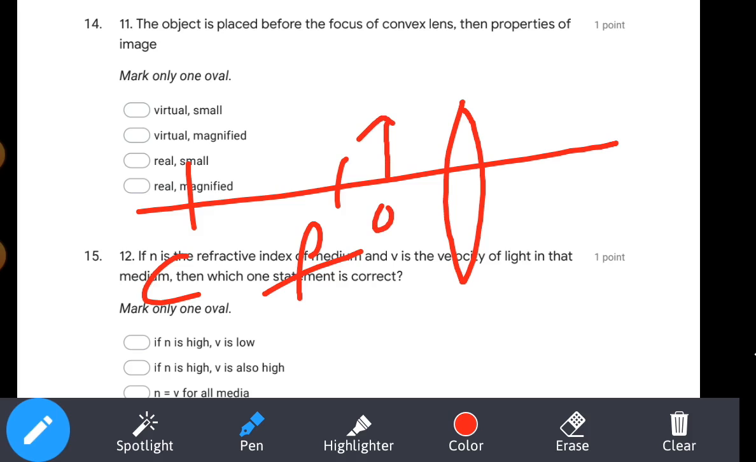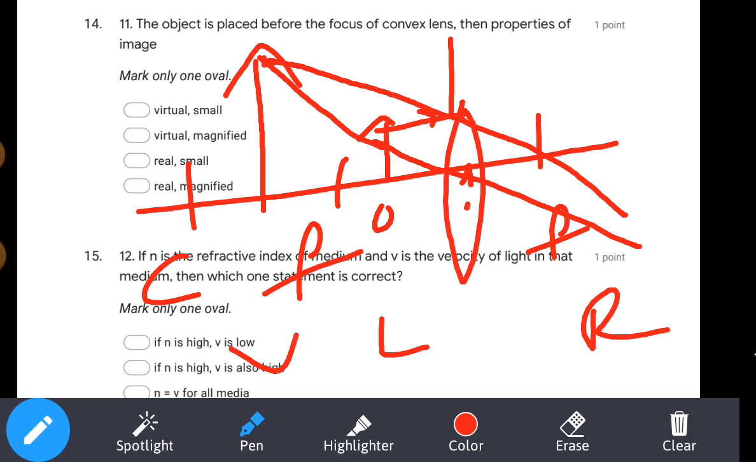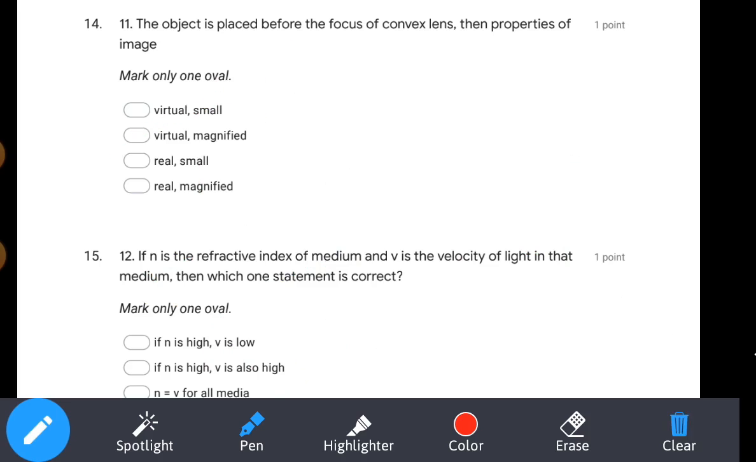If the object is placed in between the focus and the optic center, there are two rays. One ray moves parallel to the principal axis, what happens? It will converge and pass through the focus, right? The second ray, as you already know, passes through the optic center. Now if you extend these two backwards, they will intersect and the image will be formed. Here the image is forming in front of the lens, on the left side of the lens. So we can say that it is a virtual image, and if you observe the size, it will be magnified. Virtual and magnified, option number B.